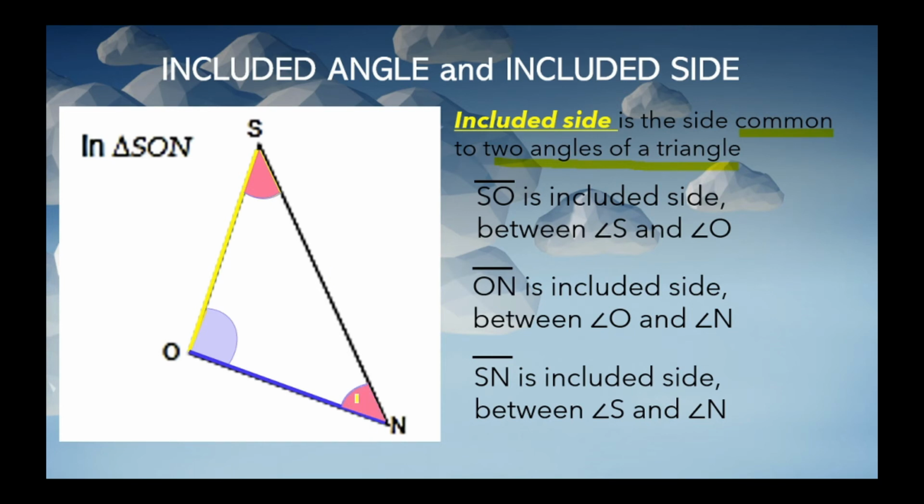Next, side SN is included side between angle S, eto yung angle S natin, and angle N, eto naman. So, ano yung side na common dito sa dalawang angle na to? So, that is side SN. So, ang tawag doon ay included side.